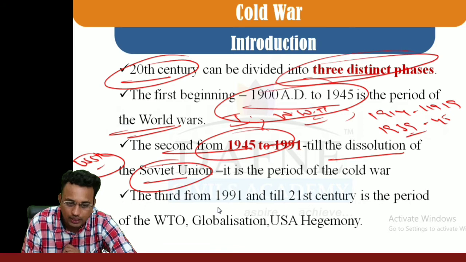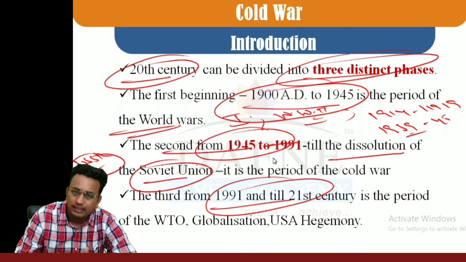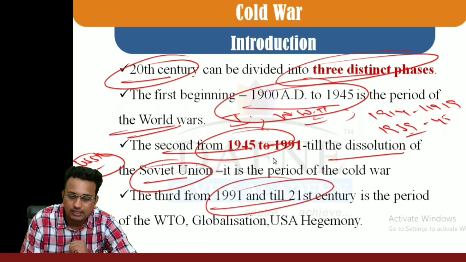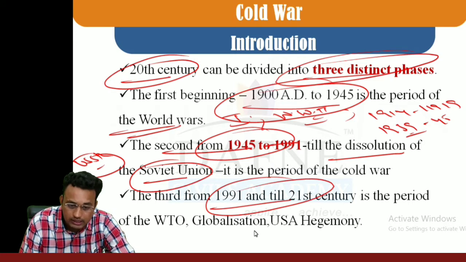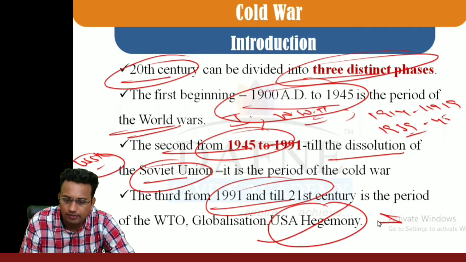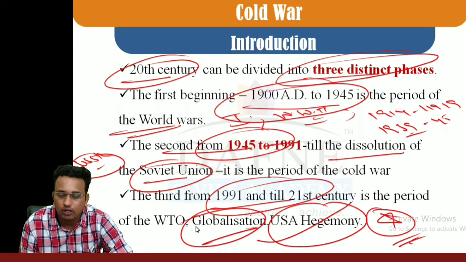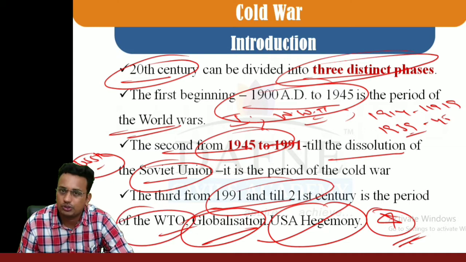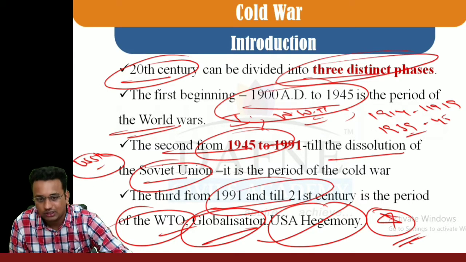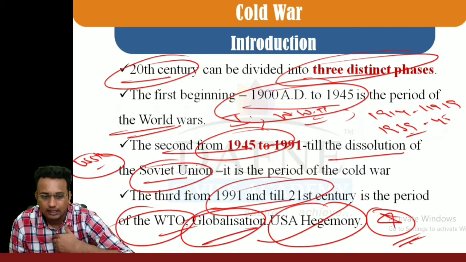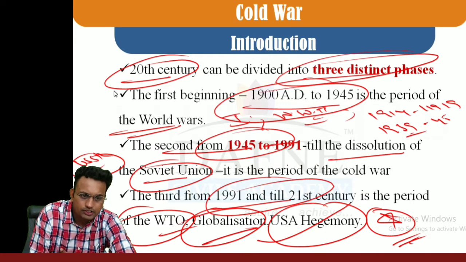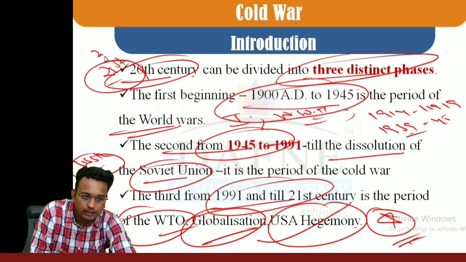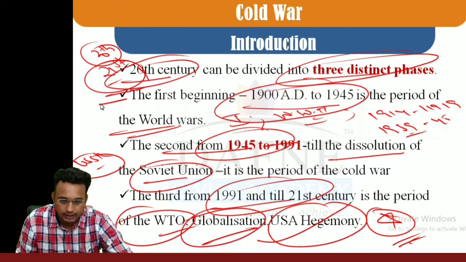The third phase is from 1991 till the 21st century, the present events which are actually happening now. That is the emergence of US hegemony, the most important point after the Cold War ended. Globalization: countries got integrated in terms of economy, political aspects, culture, and basic international institutions. So that's how you can characterize the 20th century and the 21st century.